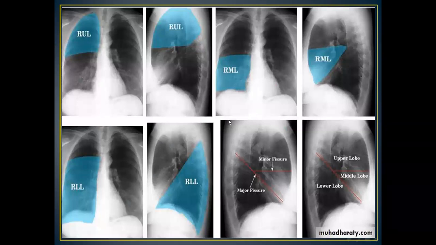As we can see here by frontal and lateral chest X-ray, in the right lung, we have 2 fissures, the minor fissure and the major fissure, dividing the lung into upper lobe, middle lobe, and lower lobes. This is the right upper lobe above the horizontal fissure. And then we have the right middle lobe, between the horizontal and oblique fissure. This is the right lower lobe, posterior to the major fissure.